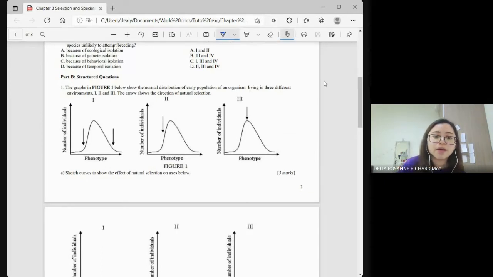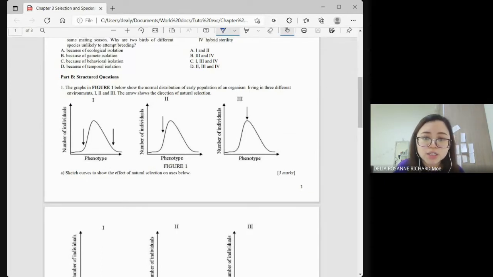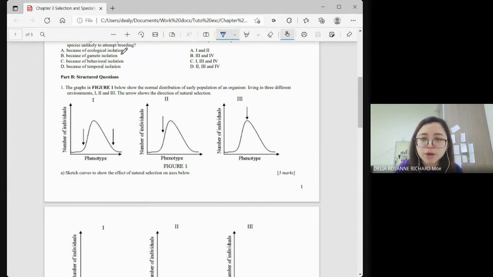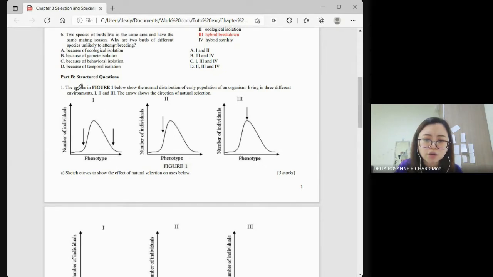It's a new app. We're going to be doing structured questions. Saya baca soalan. The graphs in figure 1 below show the normal distribution of a population of an organism living in 3 different environments, environment 1, 2, and 3. The arrow shows the direction of natural selection. So, ini adalah spesies yang sama. Satu organism di 3 persekitaran yang berbeza. So, in the first environment, the selection pressure is like this. Second environment, the selection pressure is like this. The third environment, selection pressure is against this.